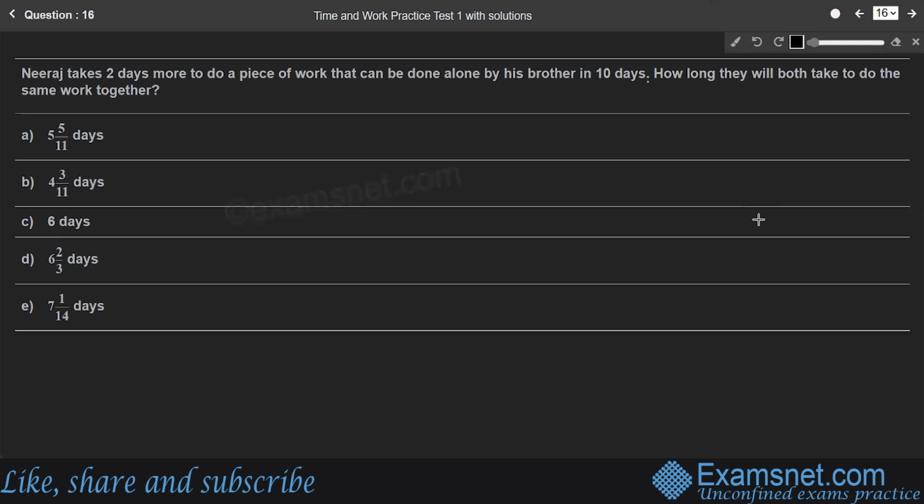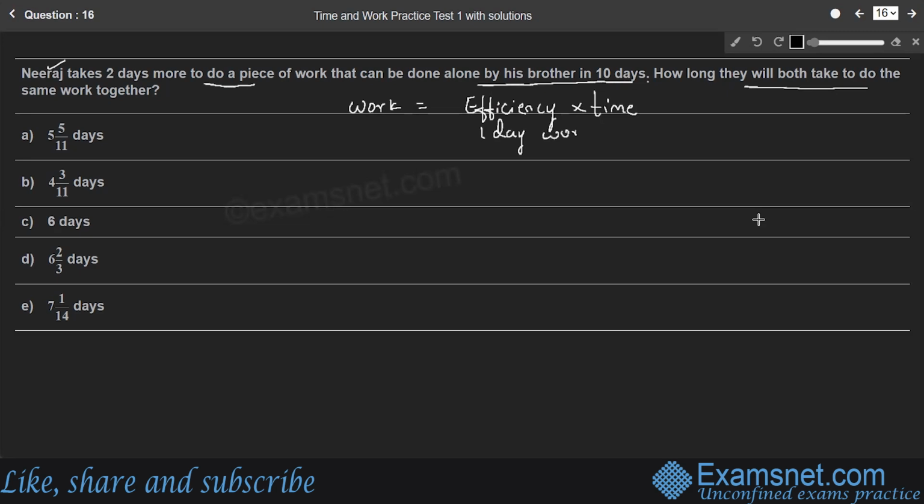Question 16. Neeraj takes 2 days more to do a piece of work that can be done alone by his brother in 10 days. How long will they both take to do the same work together? So students, we are using the concept of work, which is efficiency into time. Here efficiency is nothing but work per unit time, or generally we'll consider it as 1 day work. Unit time is nothing but 1 day.